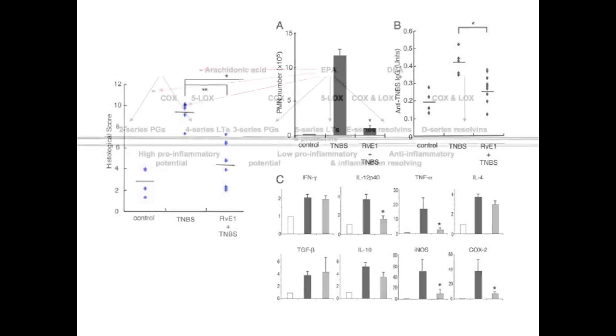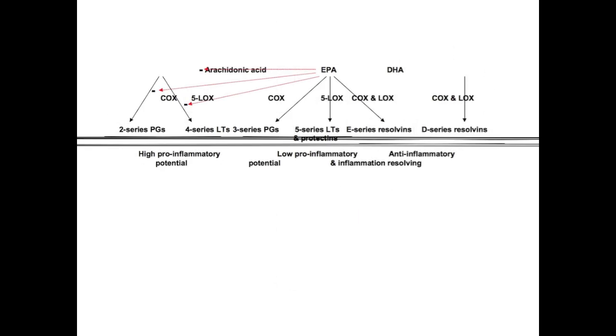So with regard to these, what are called lipid mediators, so these are chemicals produced from fatty acids. The omega-6 fatty acid, arachidonic acid, gives rise to chemicals with high pro-inflammatory potential. This is prevented by EPA. EPA gives rise to chemicals of low pro-inflammatory potential, and both EPA and DHA give rise to inflammation-resolving chemicals.